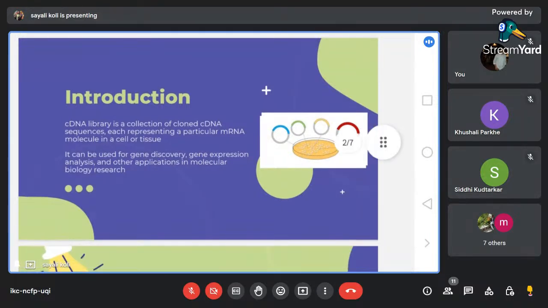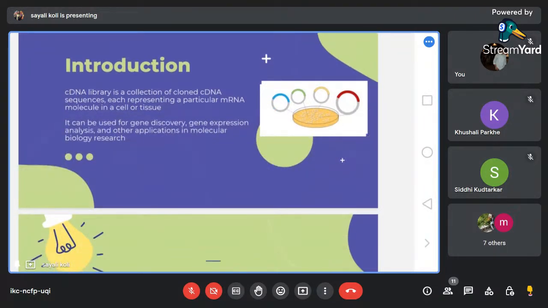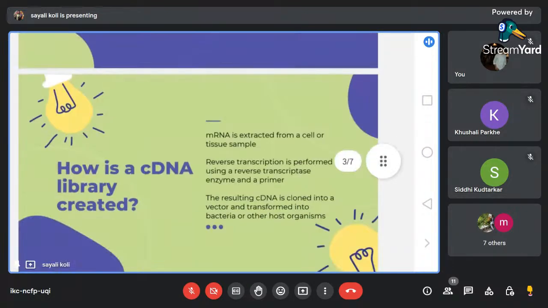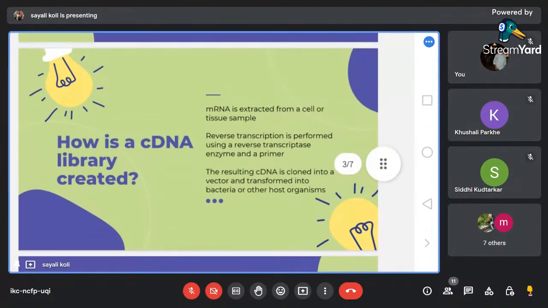तो फॉर इंट्रोडक्शन अबाउट cDNA library is a collection of cloned cDNA sequences, each representing a particular mRNA molecule in a cell or a tissue. It can be used for gene discovery, gene expression analysis, and other applications in molecular biology research. So how is a cDNA library created? So mRNA is extracted from a cell or tissue sample. Reverse transcription is performed using a reverse transcriptase enzyme and a primer. The resulting cDNA is cloned into a vector and transformed into bacteria or other host organisms.